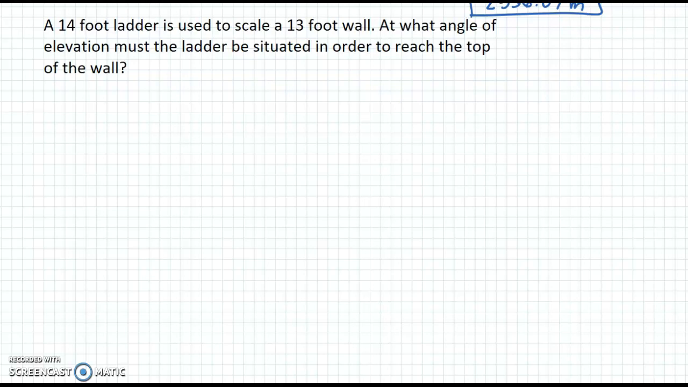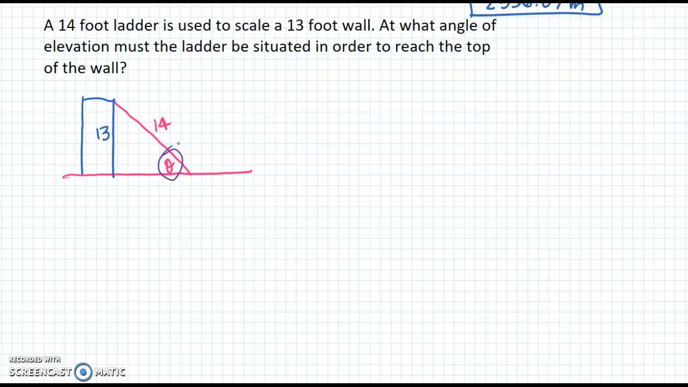A 14-foot ladder is used to scale a 13-foot wall. What angle of elevation must the ladder be situated in order for the ladder to reach the top? So I have a wall in a building that's 13 feet, and I have a ladder. Here's the ground. That's 14 feet. I want to know what angle must the ladder be situated to reach the top of the wall. So I want to know this theta.